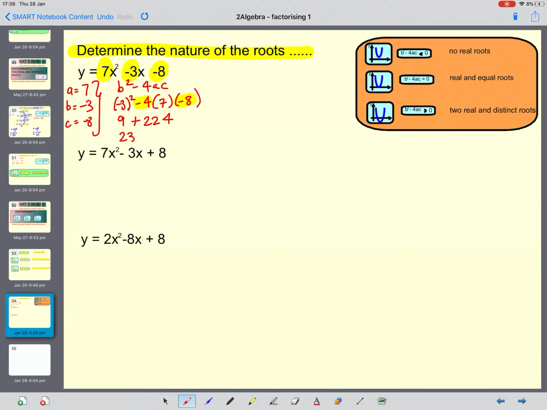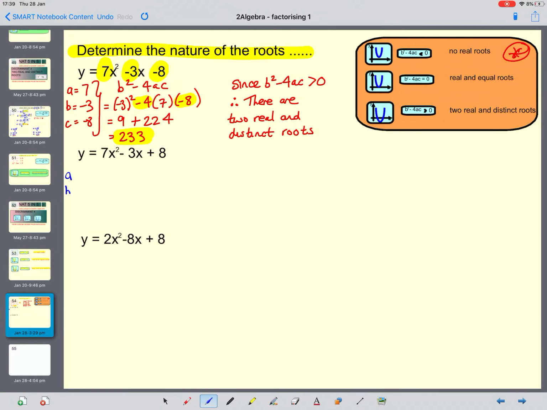So my answer is 233. Okay, so what can I state now? I can state that since b squared minus 4ac is greater than 0, and you can see it's 233, a big number, so it's greater than 0, therefore there are 2 real and distinct roots. You need to learn this. All of this over here in this little bubble, you need to learn it.